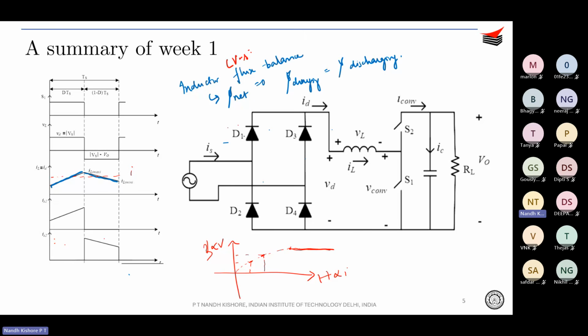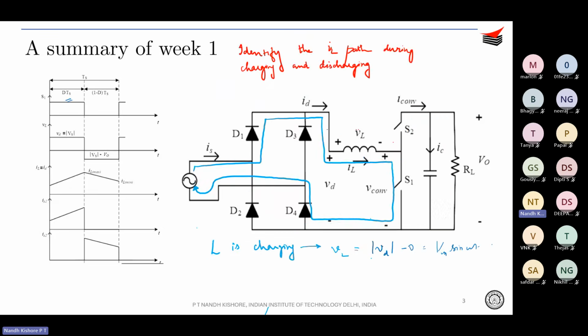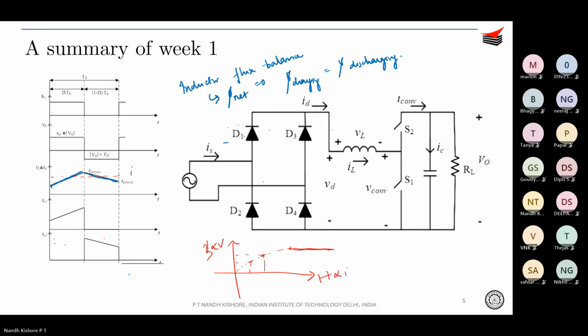Your volt second should be balanced. That means that your VL into T over the entire time period of TS should be 0. That is, V on into T on plus V off into T off should be equal to 0. This is the criteria. So your volt second should be balanced, or your flux should be balanced.